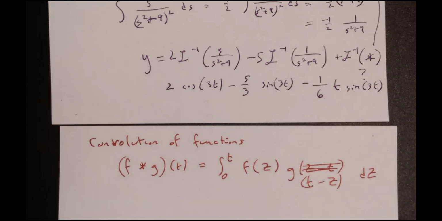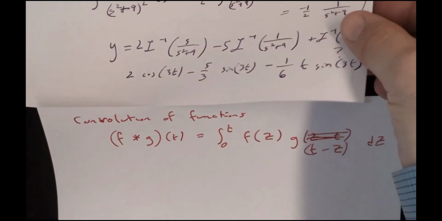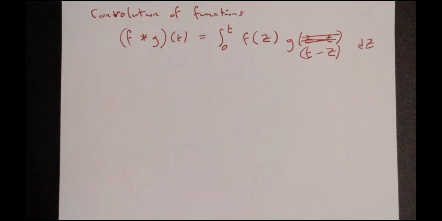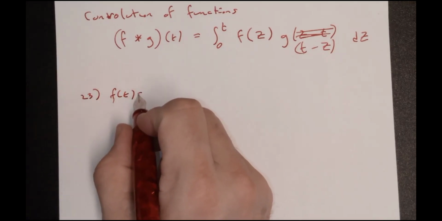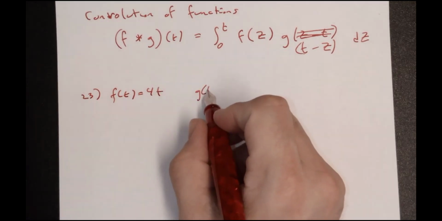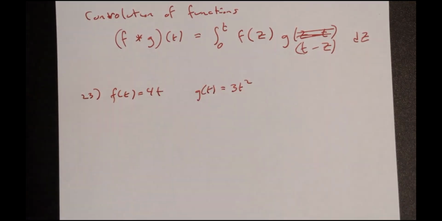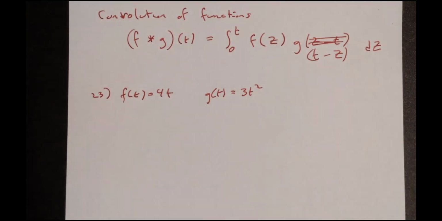But the reason I want to do convolutions is because it turns out that when I convolve functions, it's easier to work with their Laplace transforms. I should do one of these just to show you the way the integral works. So I'm going to do a simple one, quote unquote. We're going to let f of t be 4t and g of t be 3t squared. And I'm going to do this integral.